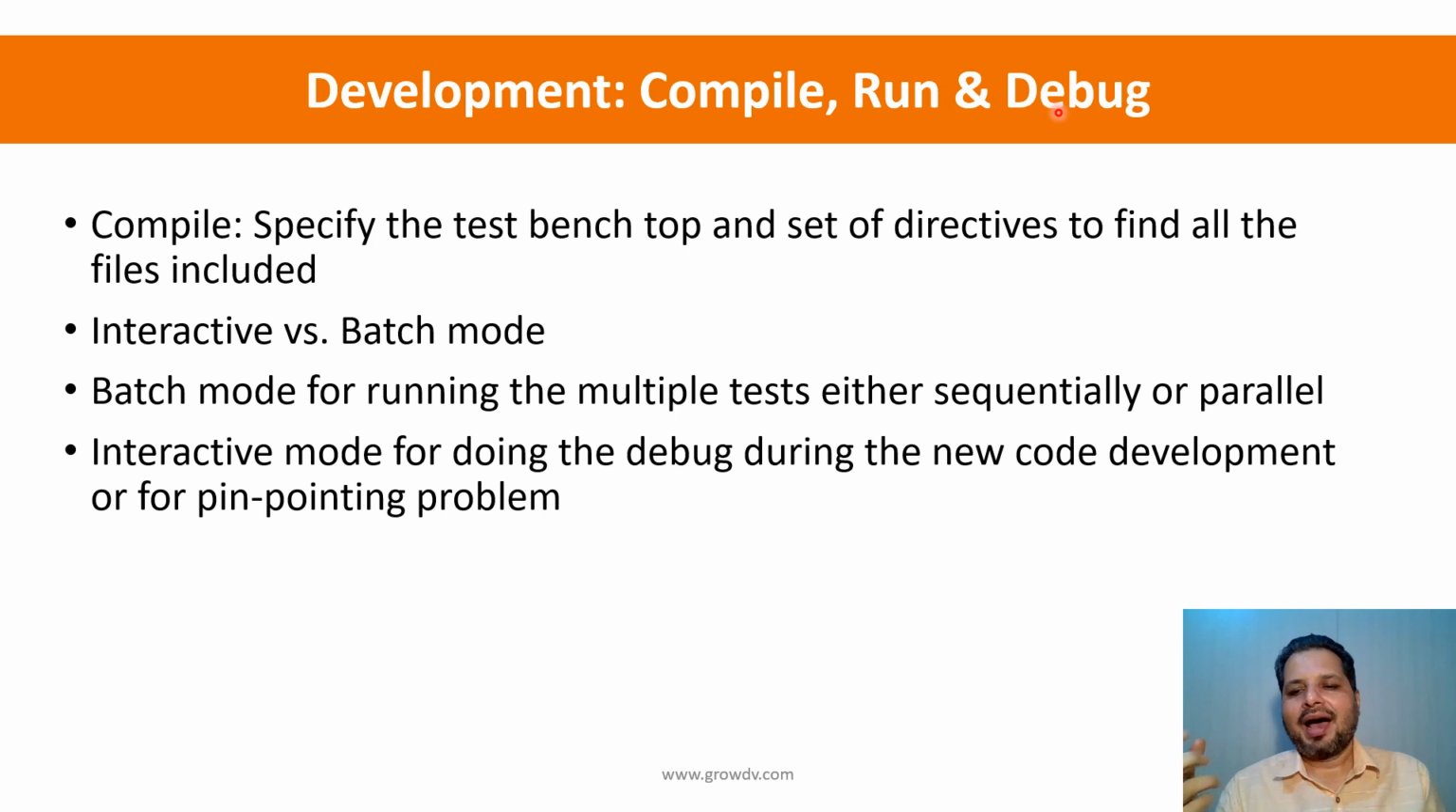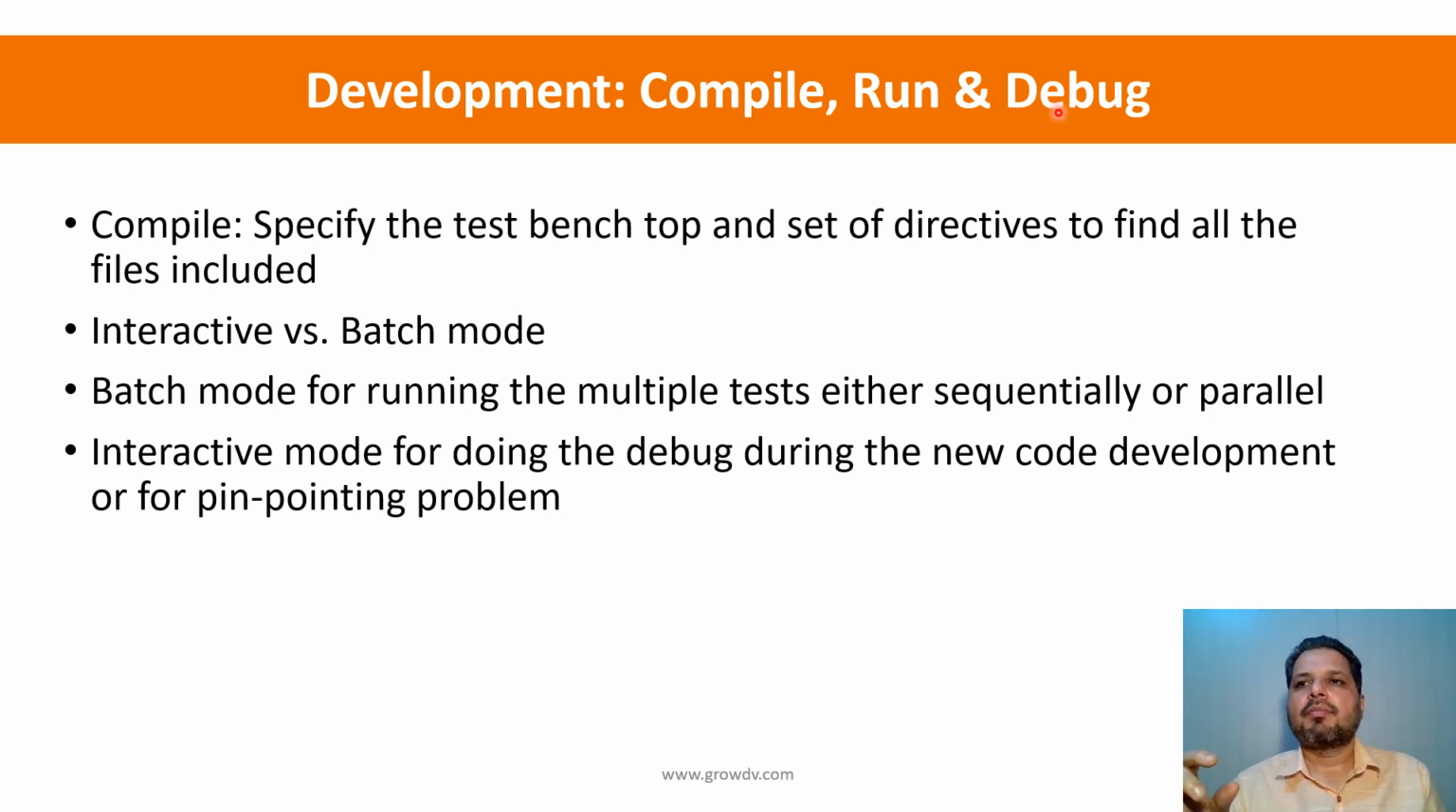But once you have a certain level of confidence in the code that you have built, you go into the batch mode. Batch mode is a mode in which your entire test bench is compiled into a single executable, and you use that executable to run multiple tests. So you have put in multiple tests and compiled them all together, and now you want to run those tests in different flavors.